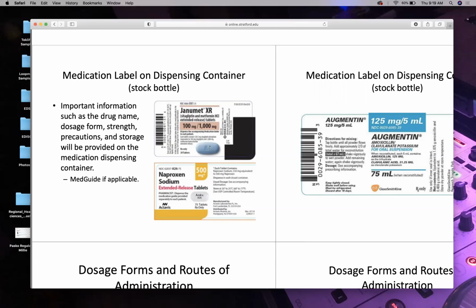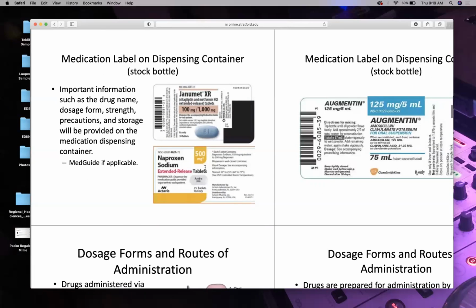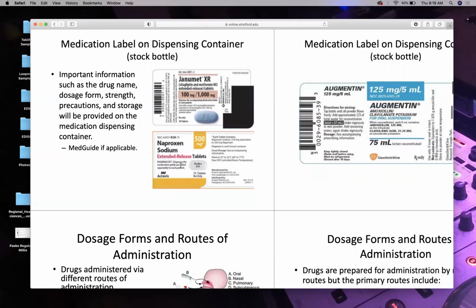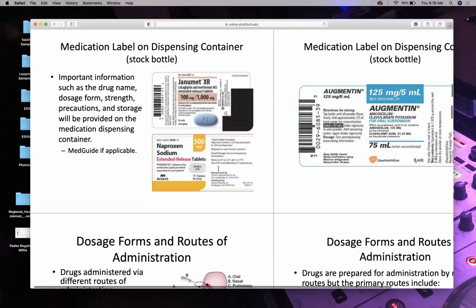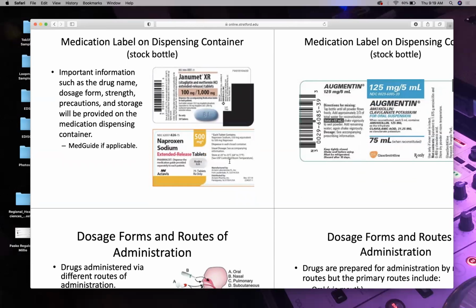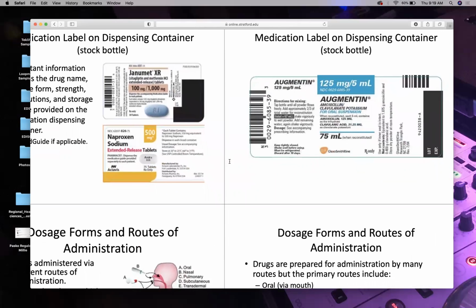And sometimes now the labels have a picture of what it looks like. Okay. Here's another one, 500 milligram tablets, and it's an approximate sodium. Okay. What else would it have? It'll have little instructions here, like when to store it, where to store it. Some of the medications are heat sensitive. Okay.